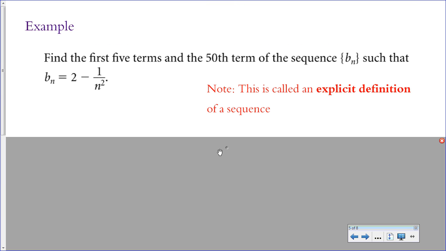Here's an example from our textbook. So we're going to find the first 5 terms and the 50th term, which we can do because it's really easy to just plug in a number when they give you a formula. So they give us a formula for a sequence.